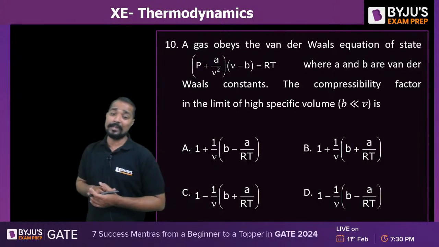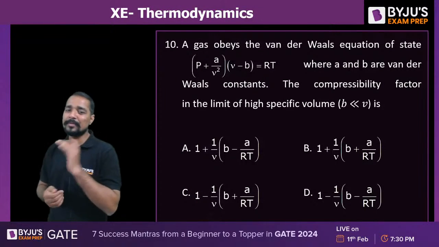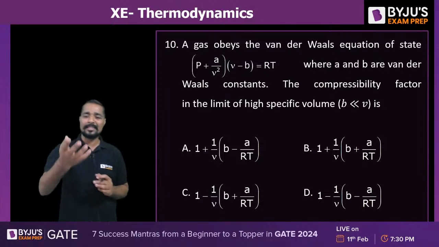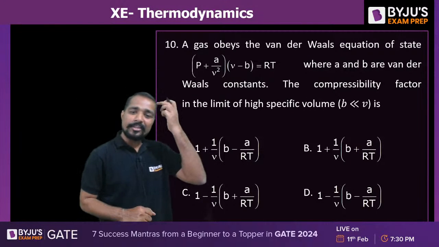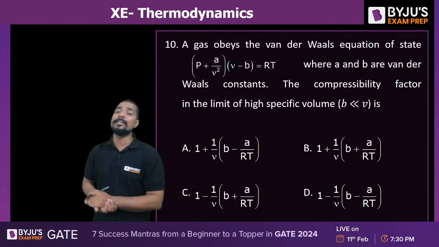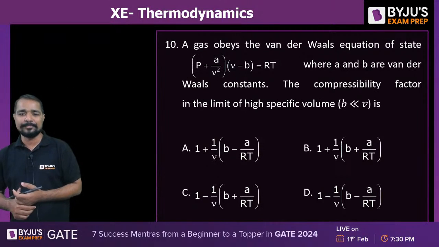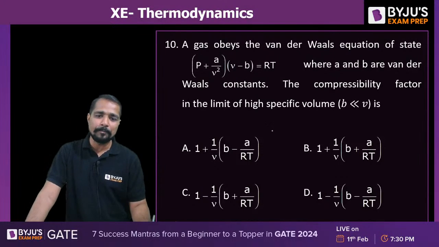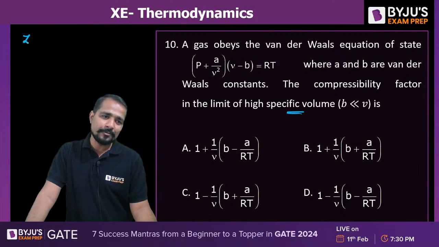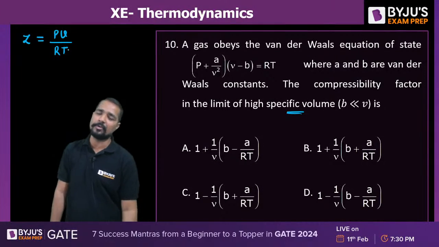Next important question is there. A gas obeys the van der Waals equation of state like this, where A and B are given to us, then what will be the van der Waals equation? What is the van der Waals equation, do you think, my dear? What is the compressibility factor for a very high specific volume? What is this value of the compressibility factor? Let me give this value. This is given by PV divided by RT, my dear. This is the compressibility factor equation we know very well.